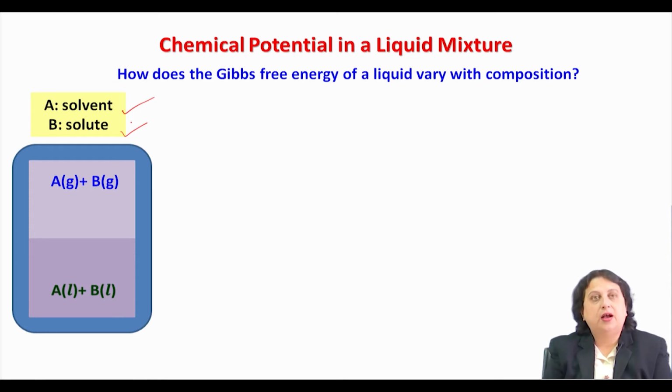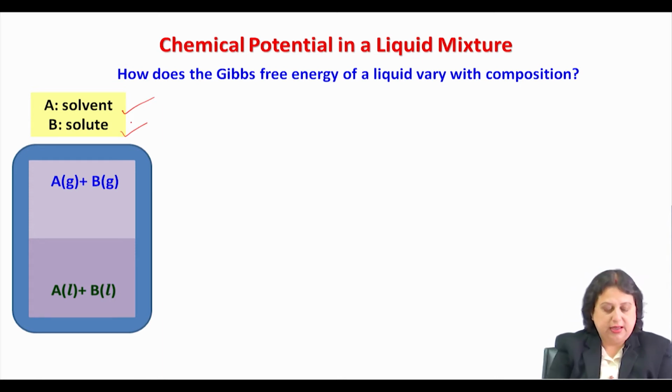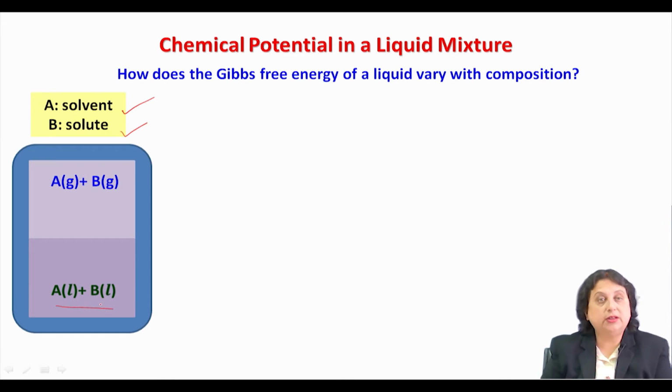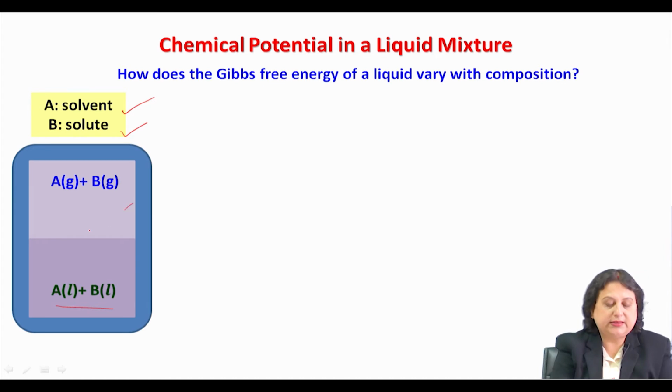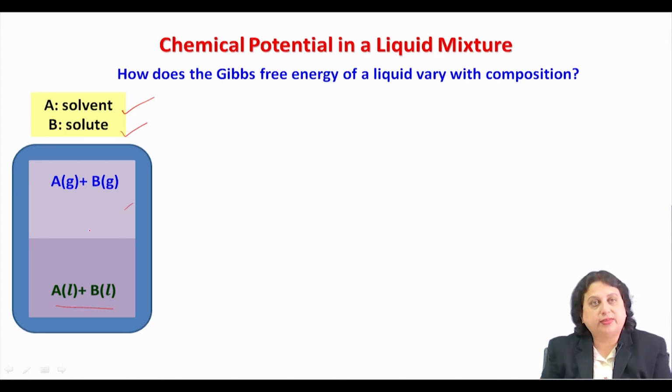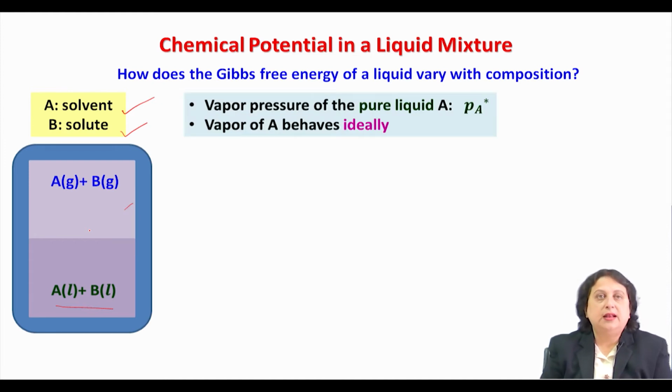I have the liquid mixture A plus B, both in the liquid phase, and I understand that in a sealed vessel this liquid will be coexisting in equilibrium with the vapor phase, and both the liquid and the vapor phase have A and B as their constituents. And here let me introduce certain notations.